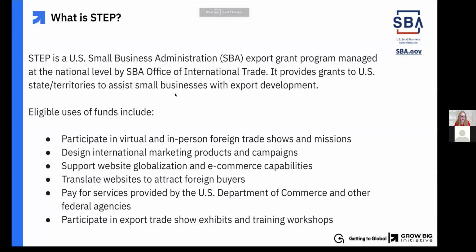The STEP program is a federal program managed by the Small Business Administration. It provides grants to US states and territories to assist businesses with export development. The bullet points on this slide are the categories in which you can spend the funds.